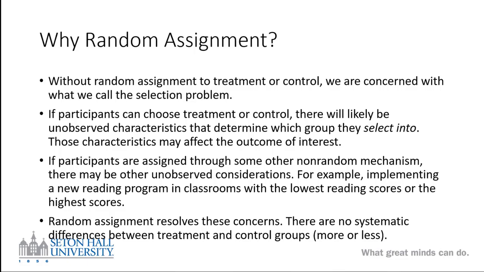Maybe they settle on areas that have good private schools. That would make sense to me, giving private school vouchers in areas where students could use them at good private schools, right? So there are good reasons for non-random assignment that just make our job as researchers more difficult. But random assignment resolves these concerns, right? Because there are no systematic differences between the treatment group and the control group because we know how it's been assigned, and it was randomly, right?